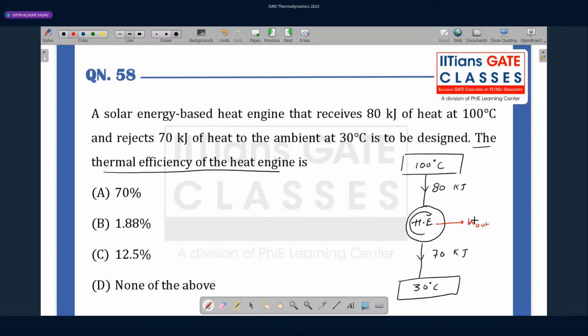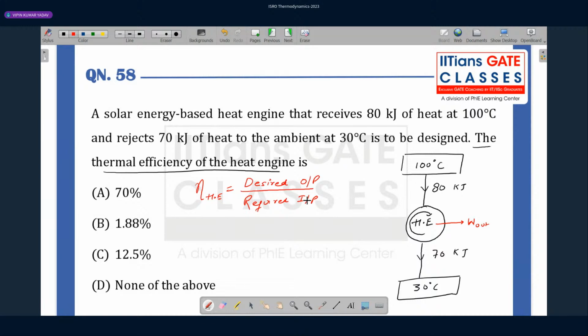Now, what is the efficiency of a heat engine? Efficiency of a heat engine or any engine is basically defined as, I will tell you the most general definition: desired output upon required input. Now, what is the desired output from a heat engine? What do you want from a heat engine? You want work output.